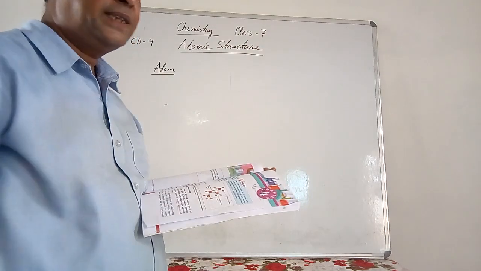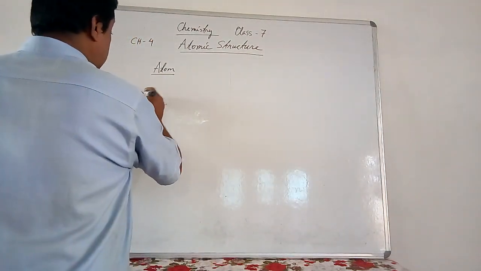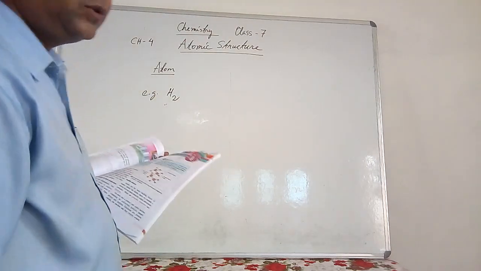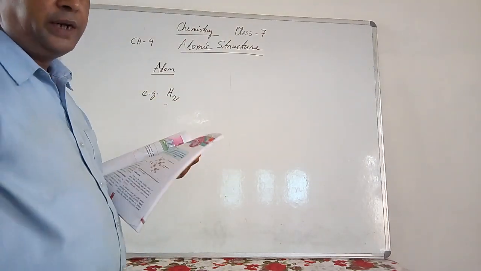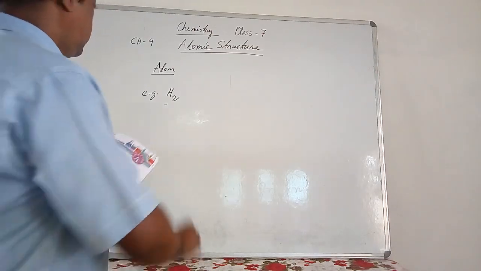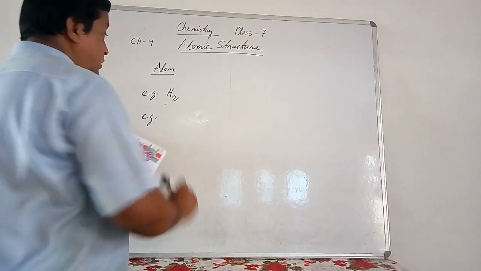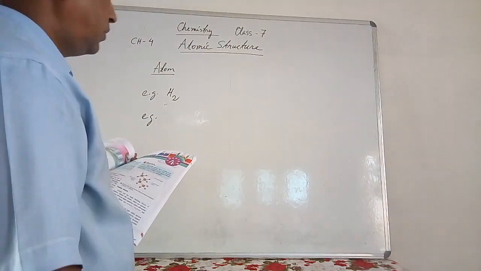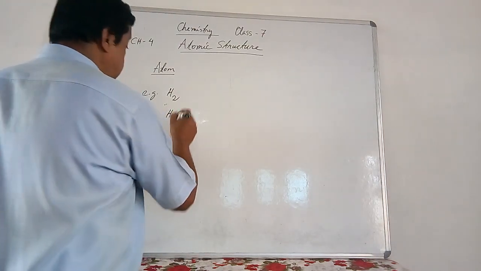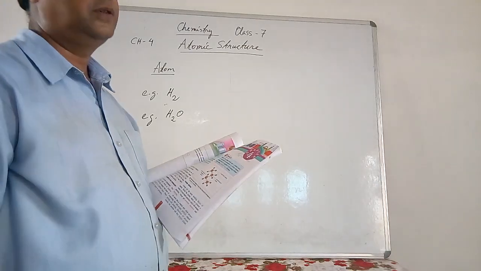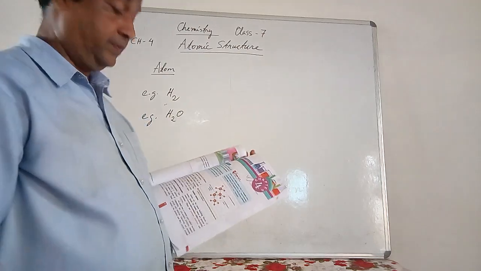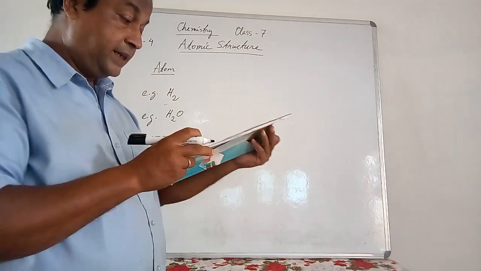For example, a molecule of hydrogen is H2, and it is made up of only one kind of atom, that is the hydrogen atom. For another example, molecules can be made up of different types of atoms. H2O, one molecule of water, is made up of two hydrogen atoms and one oxygen atom. So I think you can understand it.